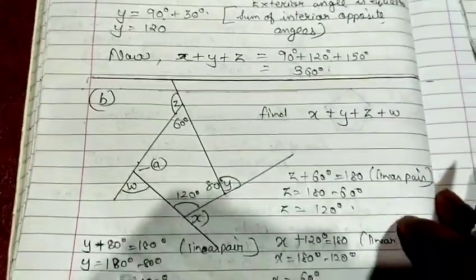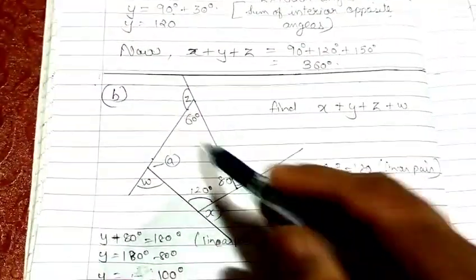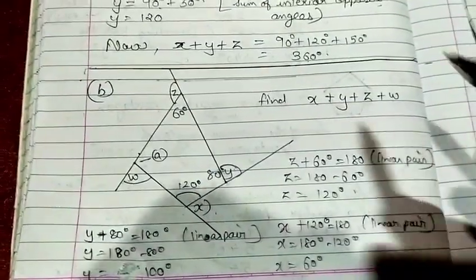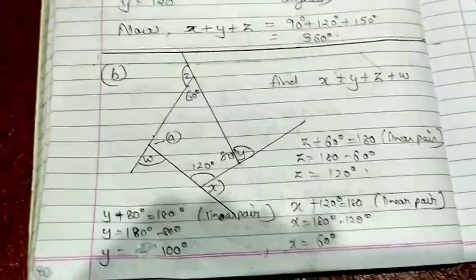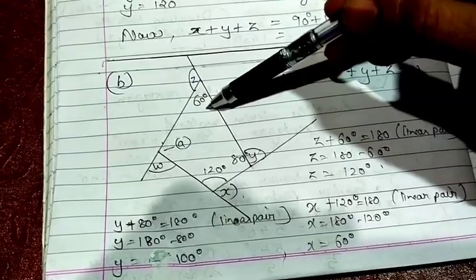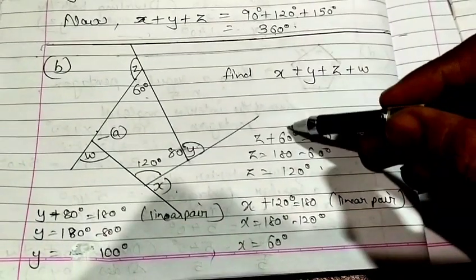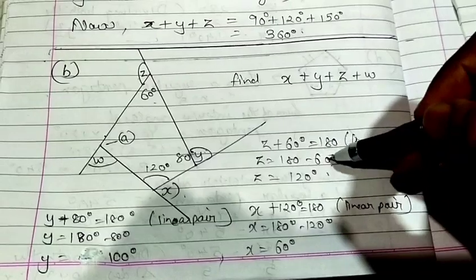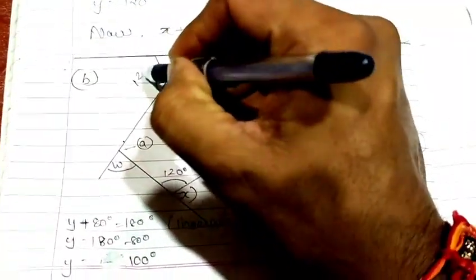Now let us see another question. Here one kind of quadrilateral is given. 4 angles are there and 4 exterior angles are there: x, y, z, w. We need to find the sum of x, y, z, w. First let us find the value of z through linear pair. So z plus 60 equals 180. Then transpose this 60 toward your right hand side, so positive 60 will become negative. 180 minus 60 gives 120 degrees. We got the value of z, 120 degrees.